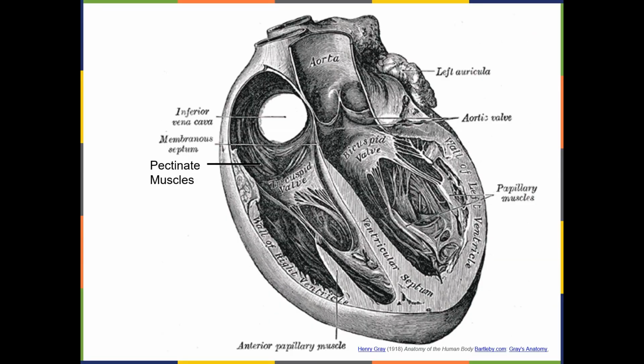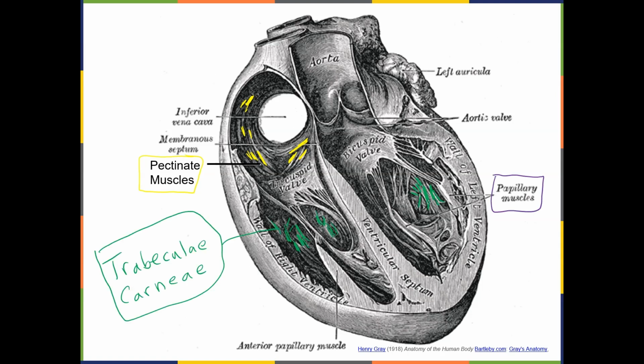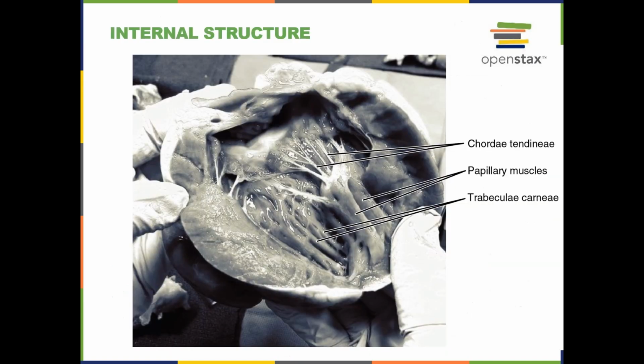Here we see there are muscular ridges within the atria called pectinate muscles. There's also muscular ridges on the inner surface of the ventricles called trabeculae carneae. The papillary muscles look somewhat similar, however, they're attached to heart valves. Here we can see the papillary muscles and the trabeculae carneae. The papillary muscles are a little bit more prominent and also attached to the chordae tendineae.